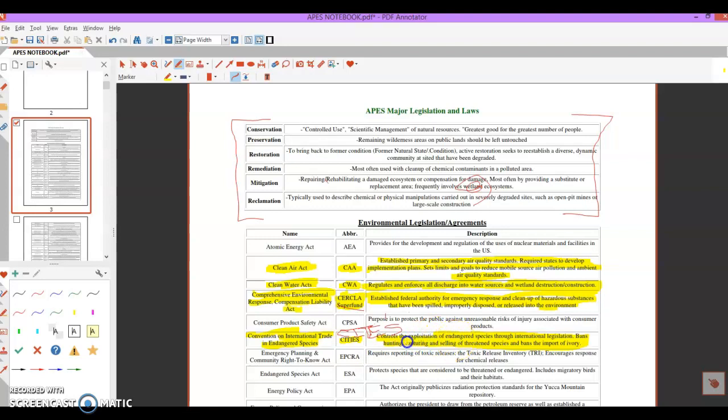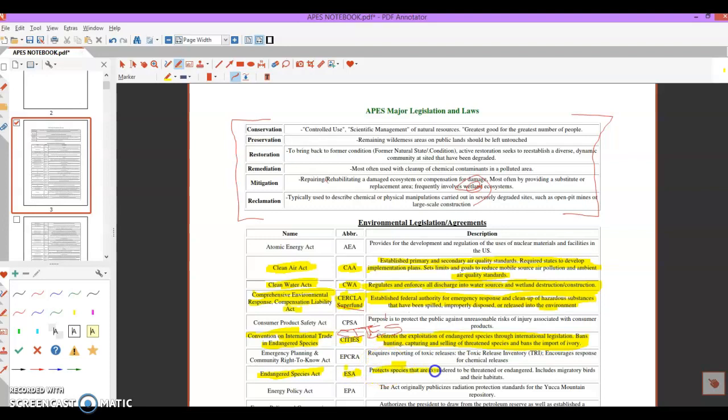And basically what this is, is a convention that meets every single year, and they decide which species to add to the endangered species list. Okay. All right. The next one is the Endangered Species Act. So this one's kind of self-explanatory. Okay, so this is the ESA.